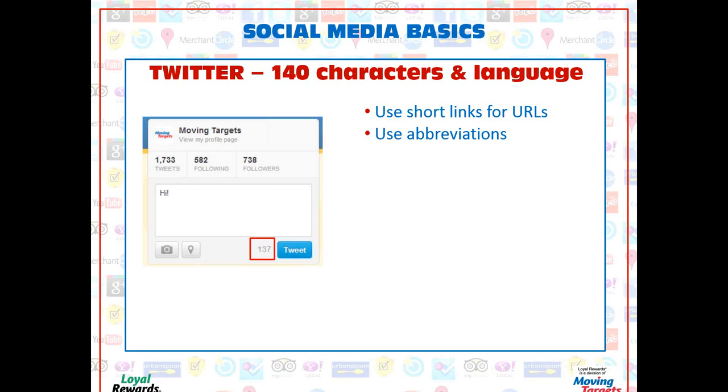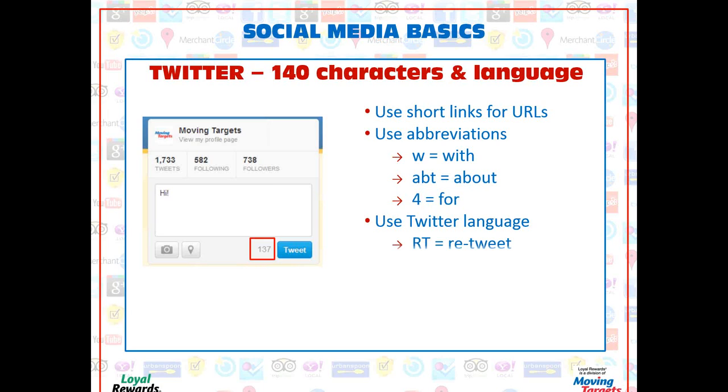Also, you can use abbreviations, just internet language that people are used to. For example, instead of writing about, you write ABT. Instead of writing for, you use the number 4. Things like that help to make your tweet shorter. There it is. You can see it now.